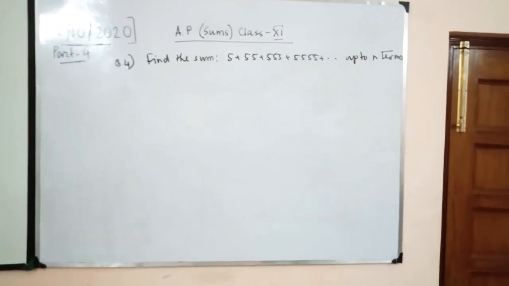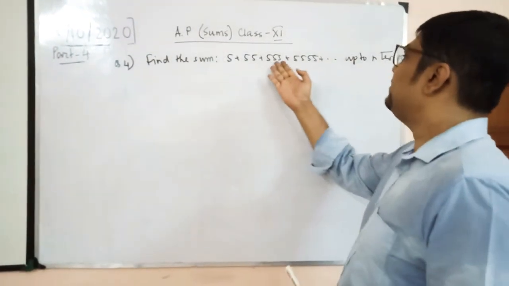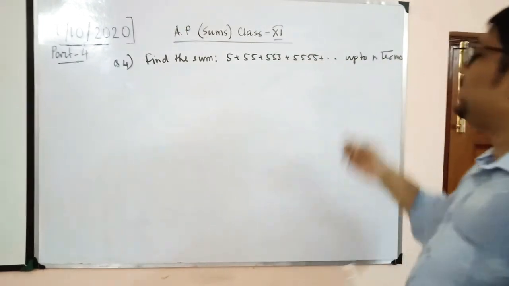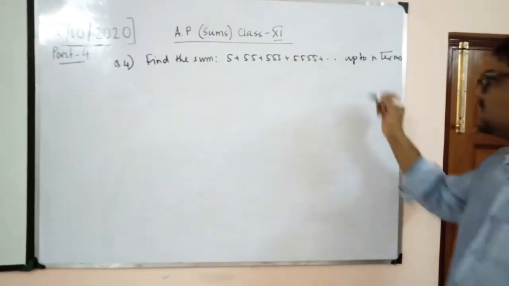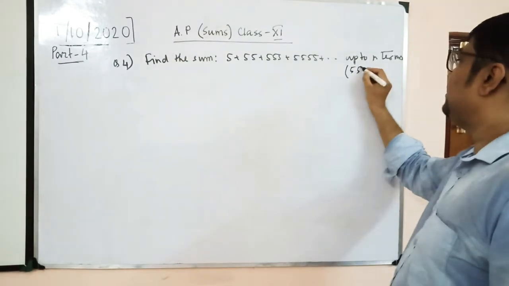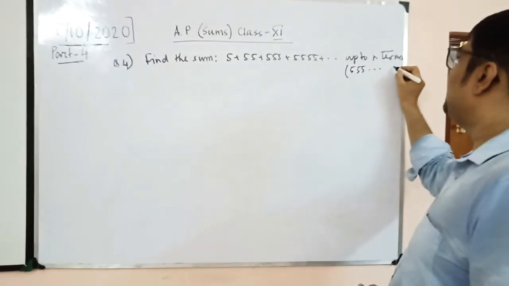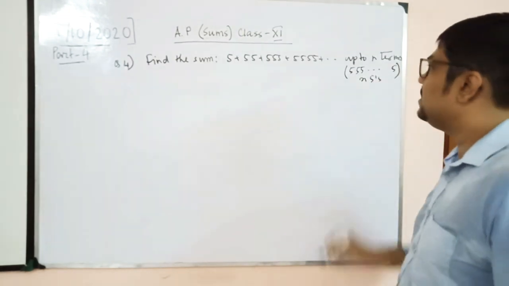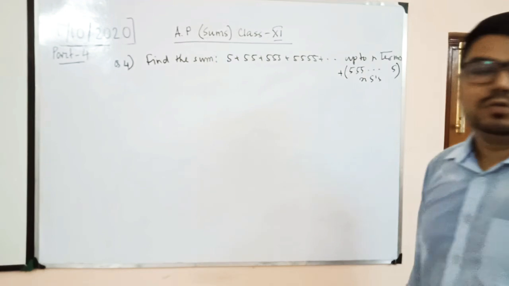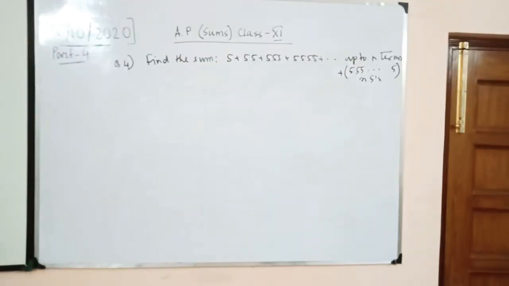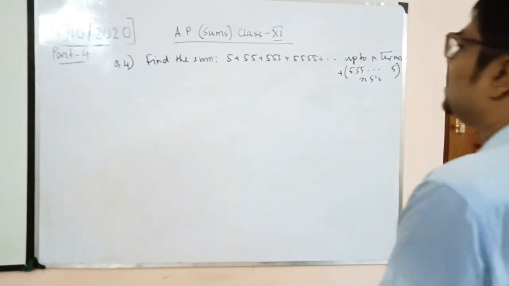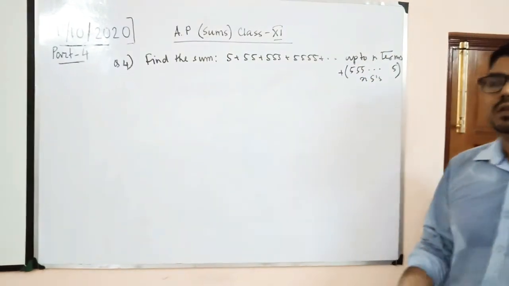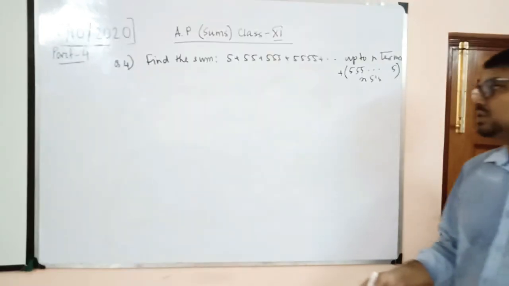So we get another sum in number 4. 5 plus 55 plus 555 plus 5555 up to n terms. So that means the nth term will contain n number of 5s, so that you have to add up. Obviously we see that this series is neither an AP series nor a GP series. So we have to convert it or do something so that we can use the formula.